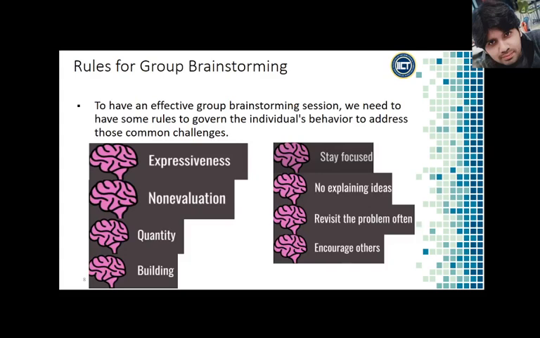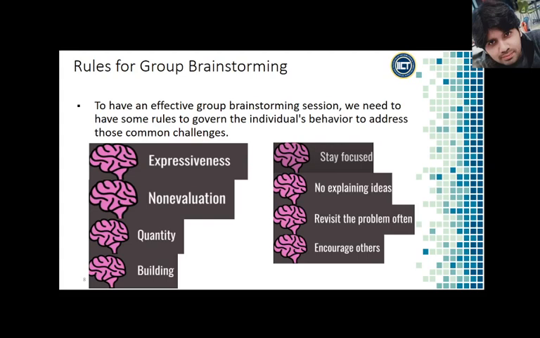Now, to have an effective group brainstorming session, we need to have some rules to govern the individual's behavior to address those common challenges. In 1957, Osborne outlined 4 such rules. Number 1. Expressiveness. Any idea that comes to mind, share it out loud, no matter how strange. Number 2. Non-evaluation. No criticizing ideas, no evaluating the ideas themselves yet.